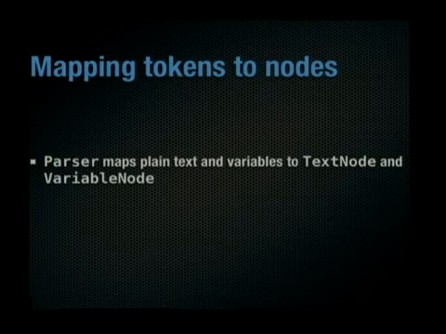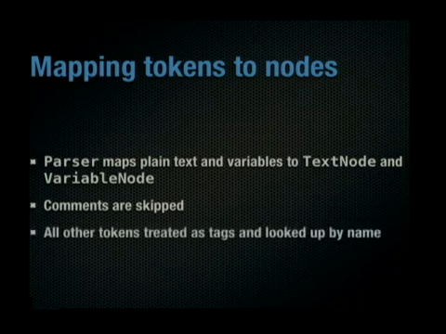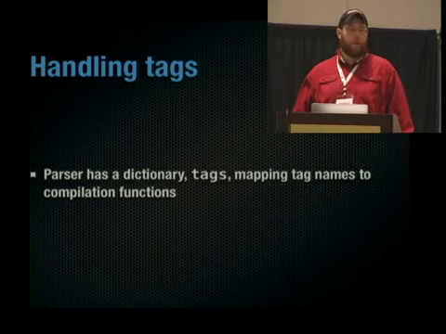Mapping tokens to nodes is done by the parser itself. Plain text and variables become text nodes and variable nodes, which are pretty simple. Variable nodes just resolve themselves, text nodes just output themselves. Comments just get skipped. They don't actually map to any node type. All other tokens are treated as tags that get looked up by their names.